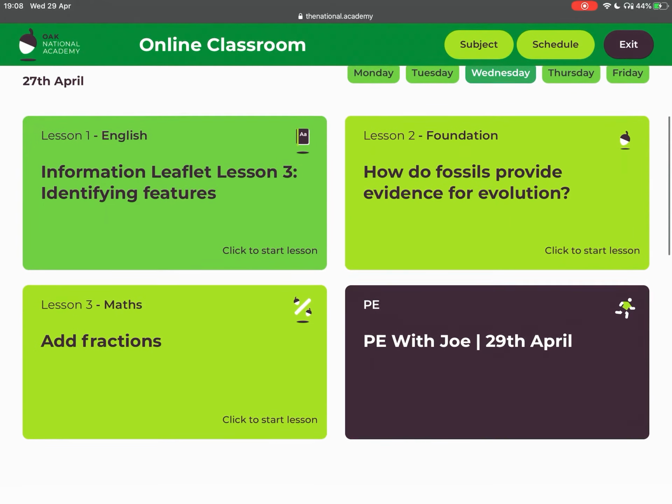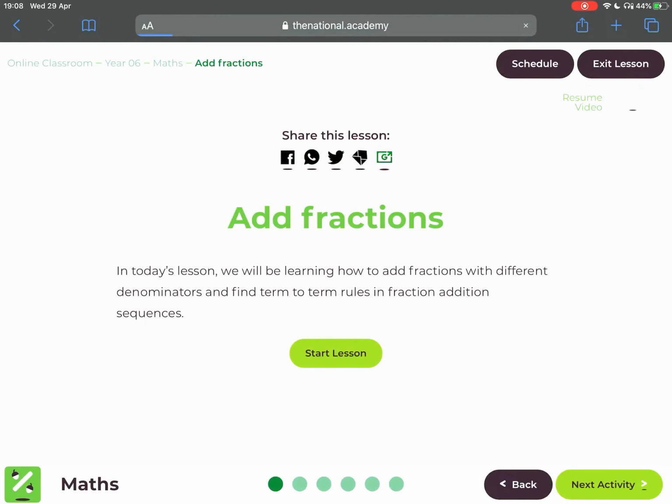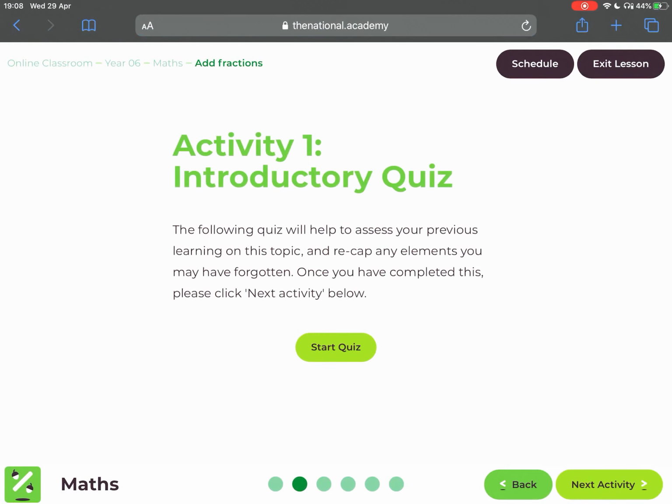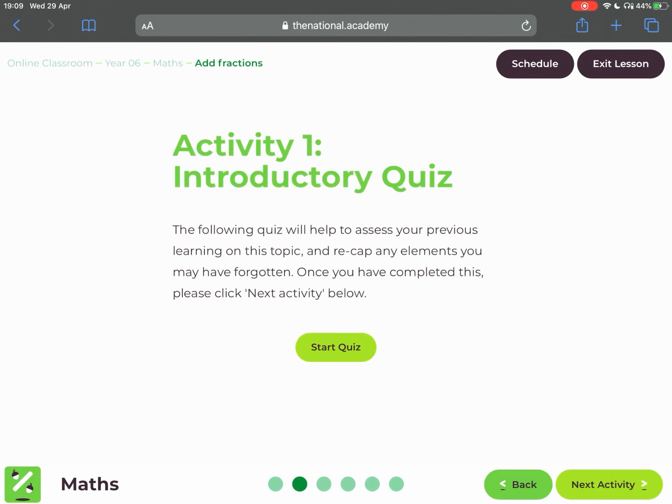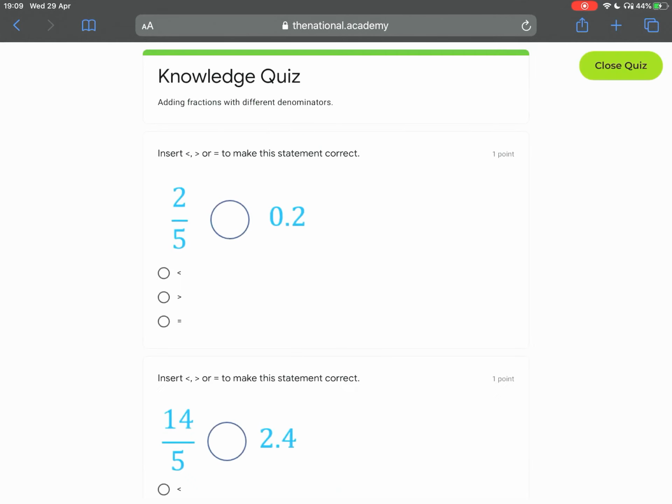And then here you should be doing lesson 3, add fractions. In this lesson you're going to learn how to add fractions with different denominators and find term-to-term rules in fraction addition sequences. It may sound a bit complicated, but when Miss Parsons explains it, it'll be a lot easier. So you've got your introductory quiz here.